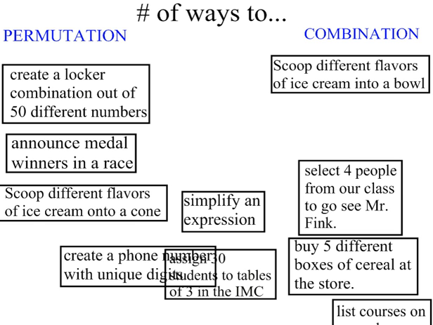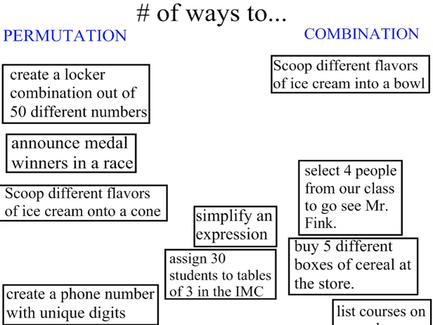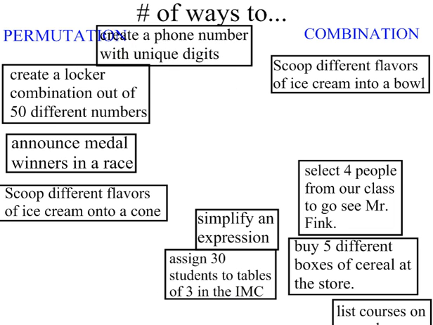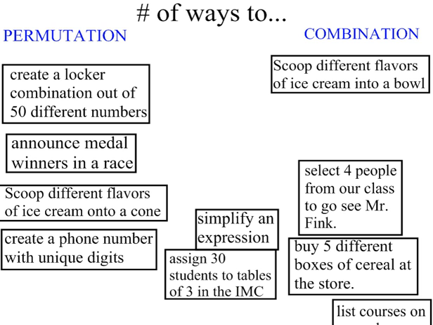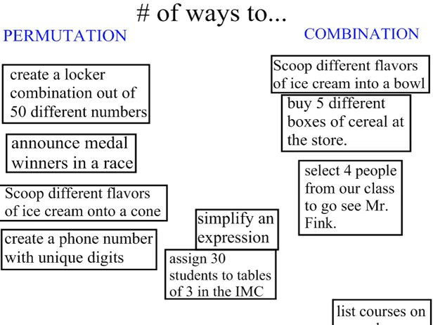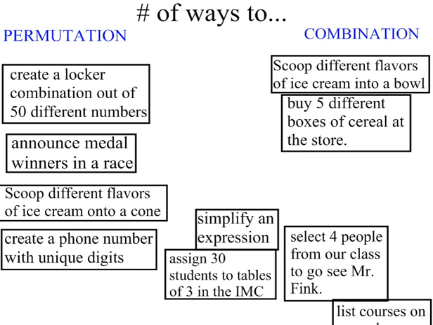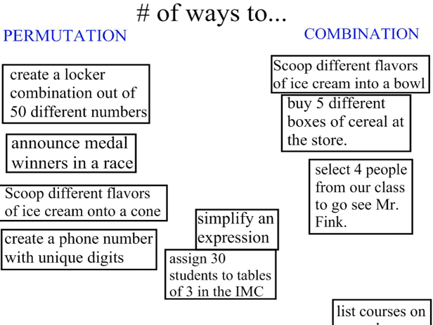All right, how about, let's put some of these down here. If we create phone numbers with unique digits, we all have unique digits with our phone number, so we want to put that with permutation. Order definitely matters. What about 5 different boxes of cereal at the store? When I go to the register, does it matter? If you're just throwing them in, they're going to cost me the same no matter which order I put them in. Select 4 people from our class to go see Mr. Fink. Combination. Any 4 can go all at the same time.